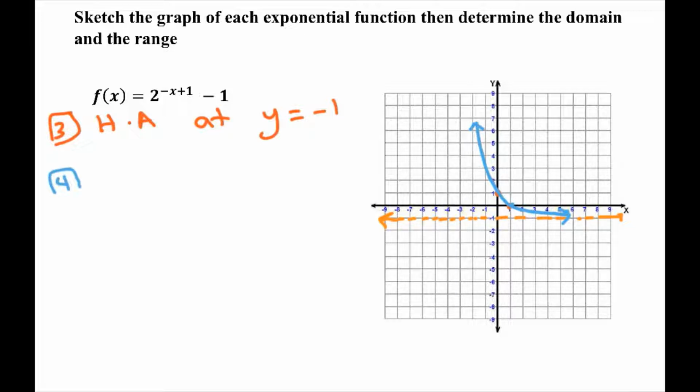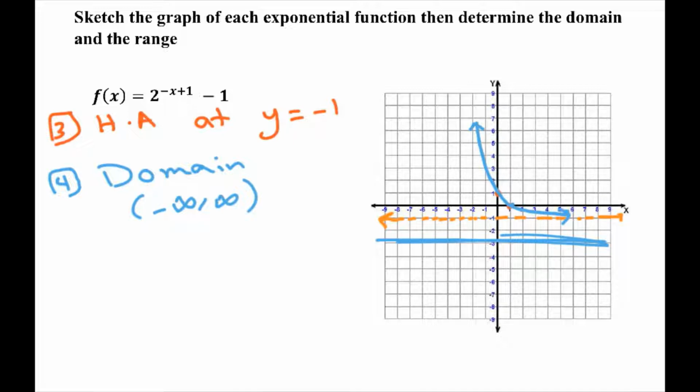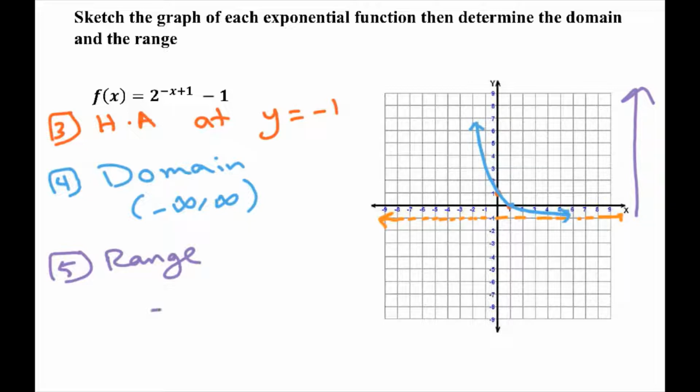Now you need to tell the domain. By looking here, the domain is all real numbers, from negative infinity to infinity. But what about the range? Well, the range starts from the asymptote all the way up. So the range is from negative 1 to infinity, open on both sides, because at negative 1, it's an asymptote. That's how we draw an exponential function.